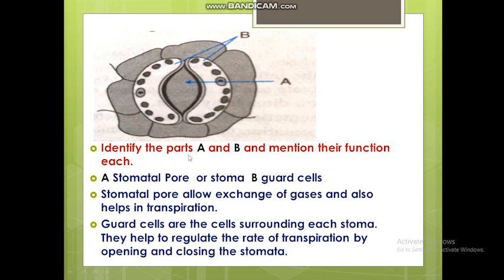Now let us move to the next question. Identify the parts A and B and mention their function each. A is stomatal pore, also called the stoma, whereas B is showing the guard cells. The stomatal pore allows the exchange of gases and also helps for the transpiration. Guard cells are the cells surrounding each stoma. They help to regulate the rate of transpiration by opening and closing of the stomatal pore.